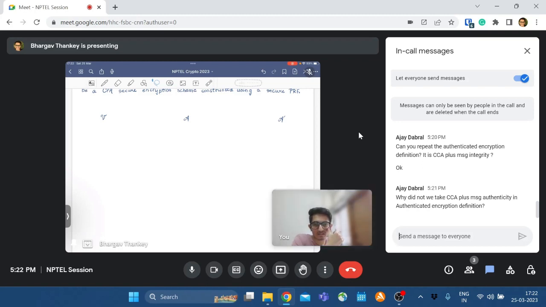Okay, so integrity and authenticity: there is just one difference between them, and it's this. In authenticity, you just want to verify that the message came from the sender, right? Integrity is that you shouldn't be able to forge a message. So integrity implies authentication.